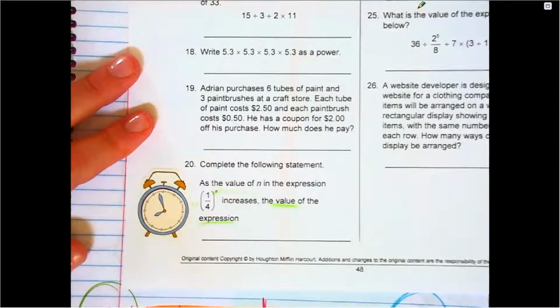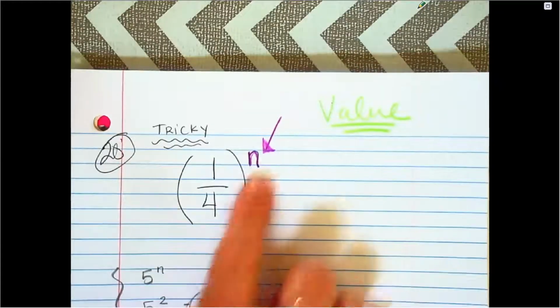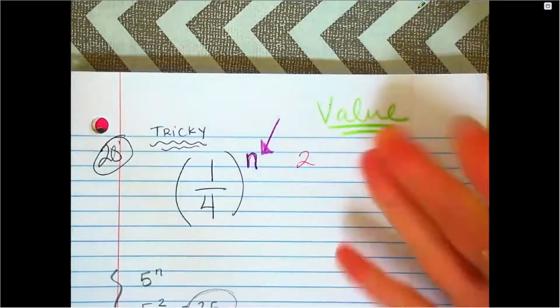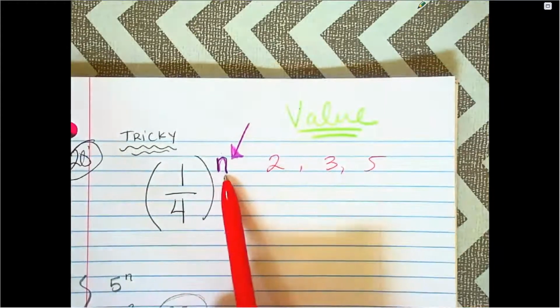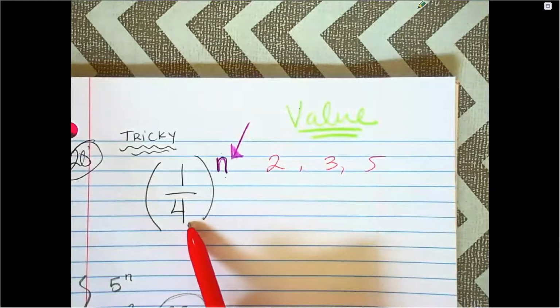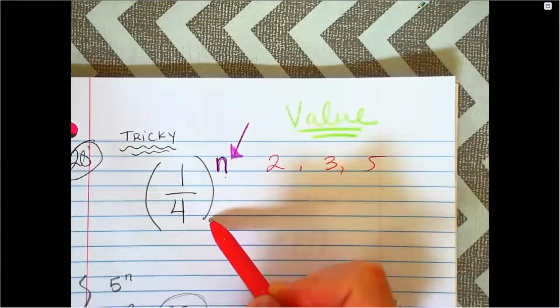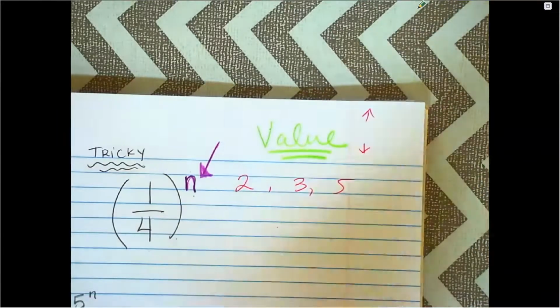I'm not trying to confuse you, except I know that this is confusing. This number is tricky. So if n is 2, what happens? If n is 3, what happens? If n is 5, what happens? It's asking, as my exponent increases for this particular non-integer number, 1/4, what happens to the value? Does the value increase or decrease?